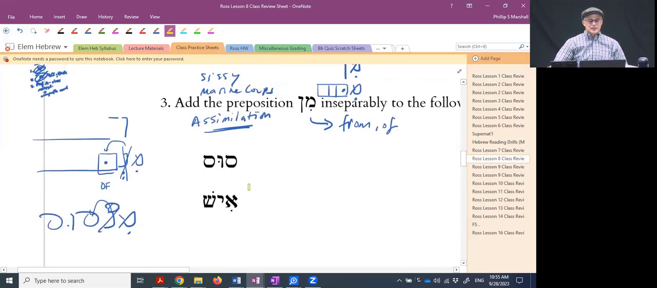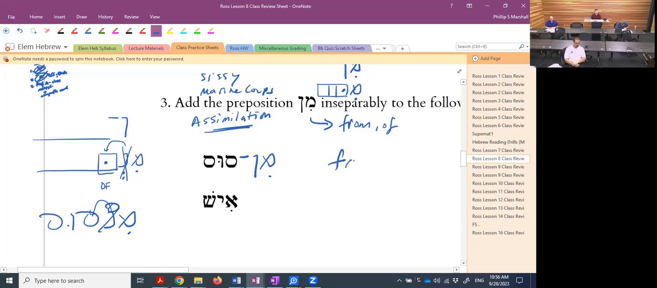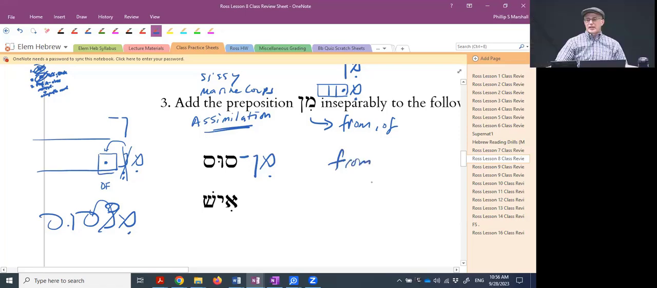So let's add the min preposition to these words the Marine Corps way. The sissy way would be easy. How would I do it the sissy way? Min with a makef, right? How would you translate min sus? Well, from a horse. From, and is it the horse or a horse? There's no article here, right? So that's from a horse.